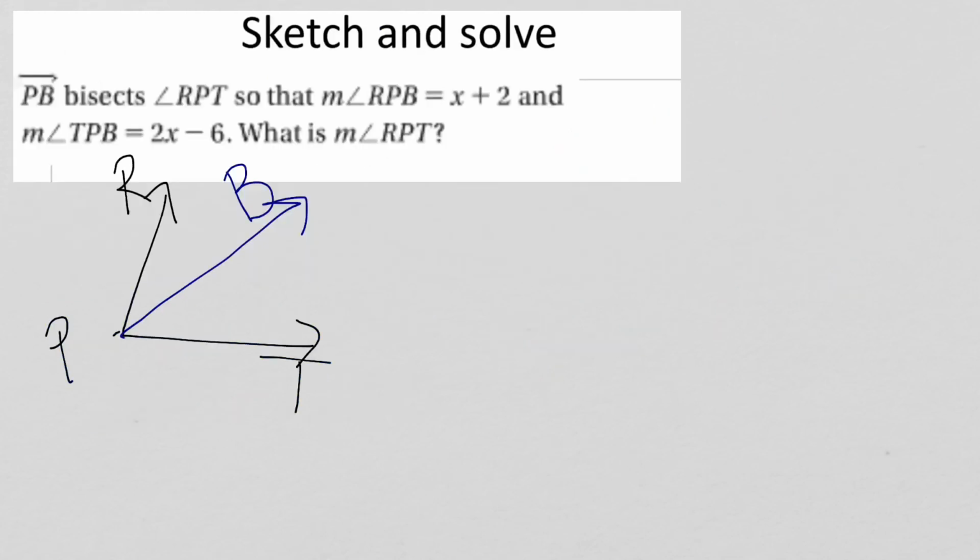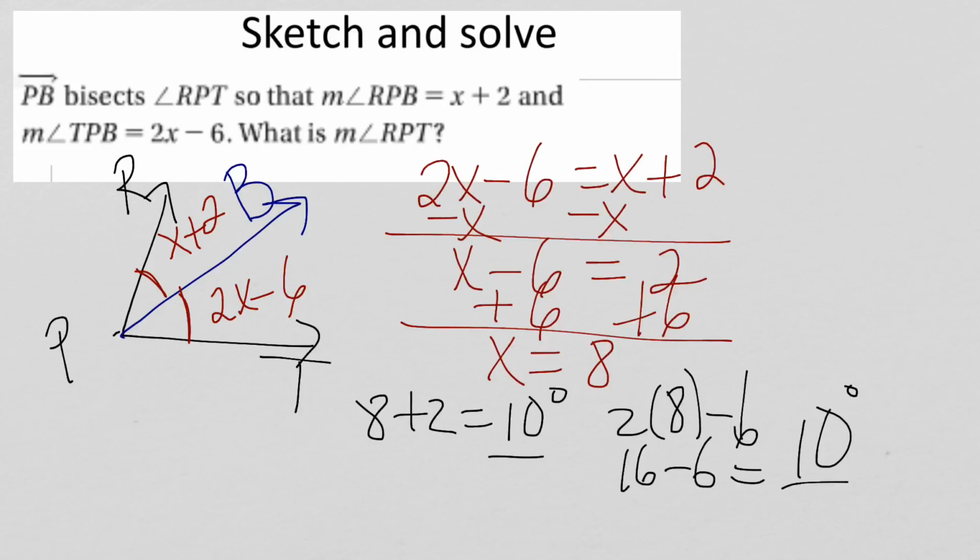Okay, let's make a picture of this problem. We have a ray bisecting this angle. I already drew it there below. So that means that this angle here is equal to this angle here. They gave us what the two amounts are in algebra with a variable. So we're going to make them equal to each other and solve it for x because those two angles are equal. I get x to be 8, plug it in. I get both of them to be 10 degrees.